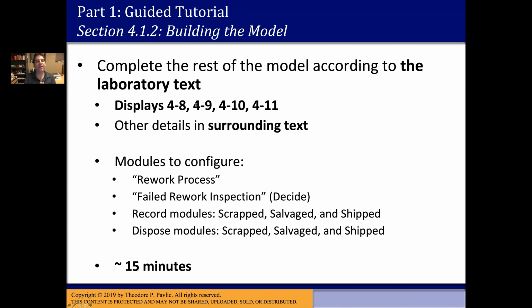All right, so the rest of it, I want you to just go down through displays 4.8, 4.9, 4.10, 4.11, and the surrounding text, and just complete the model. So I want you to configure the rework process, configure that decide module, and then configure those record modules, which will be used in order to take statistics about the different types of parts, the parts that end up being scrapped, the parts that were salvaged, or the parts that were shipped without reworking. And then those dispose modules, you don't really do much configuration with those.